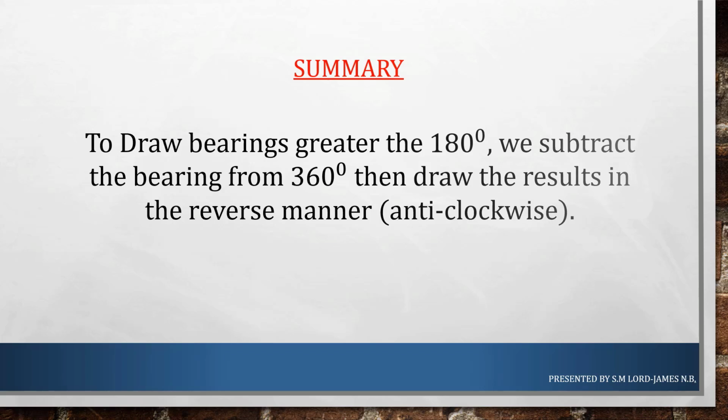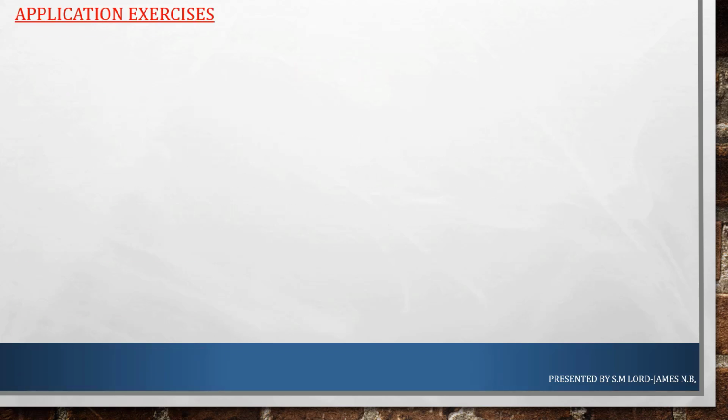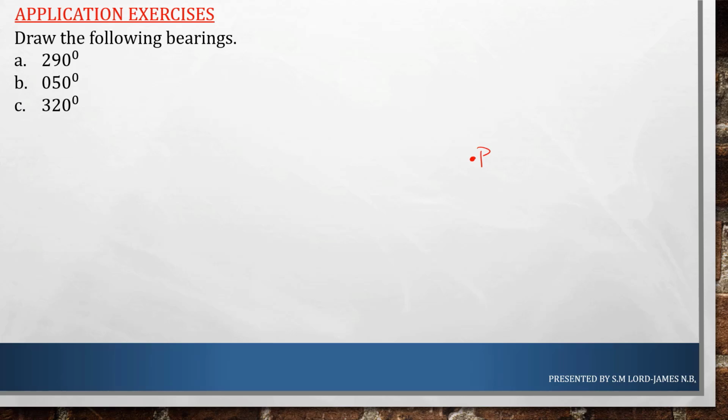So let's take our application exercises. Draw the following bearings: A, 290 degrees, B, 050 degrees, C, 320 degrees. We are going to begin with the first, A, 290 degrees. We are going to take our arbitrary point, we'll call it P. Now from P, what we do is we draw a north line.